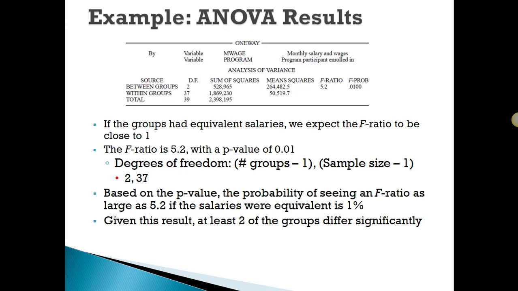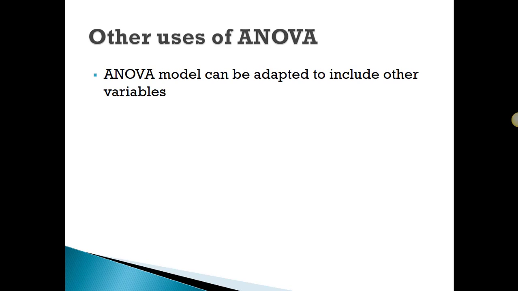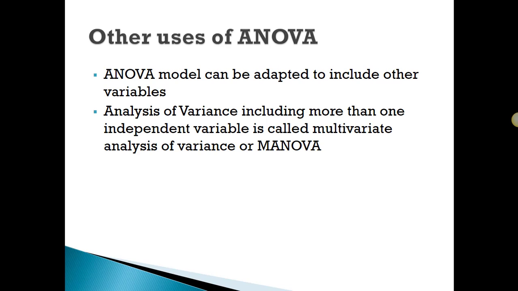Given this, we know at least 2 of the groups differ significantly, and we can use what are called multiple comparison techniques, or we can compare pairs of means using t-tests that we learned about in the prior chapter. The ANOVA can also be adapted to include other variables.